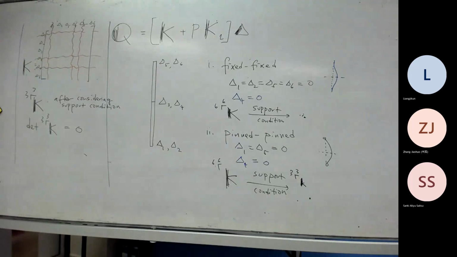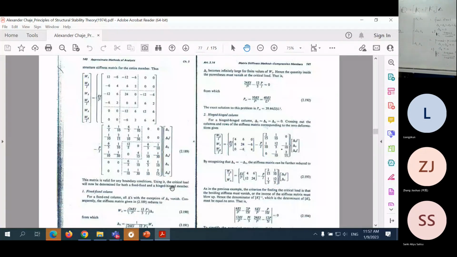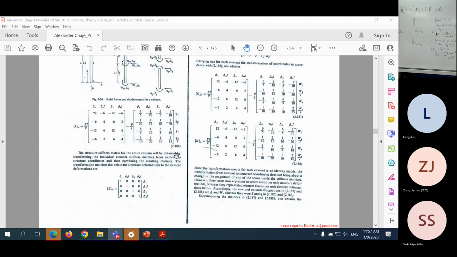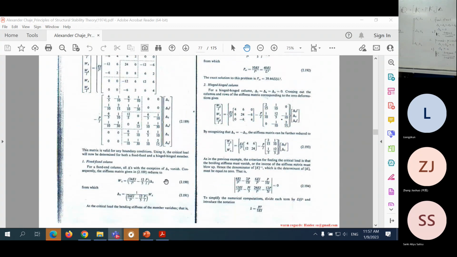Now, before I stop for a while, I think this is the class. I hope you refer to this part here. This particular page 140. So this is the fixed one.